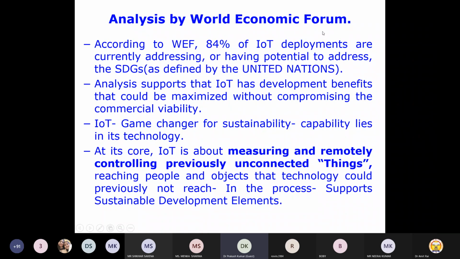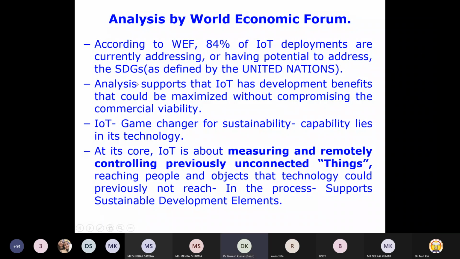Now, it's not my statement, it's the statement of the World Economic Forum, a big intelligent think tank. According to the World Economic Forum, 84% of IoT deployments are currently addressing or have the potential to address sustainable development goals, which are defined by the United Nations. We all are aware that the United Nations has representatives from countries throughout the world. 199 countries are members, and this organization develops or defines the future trends which are acceptable to the world.